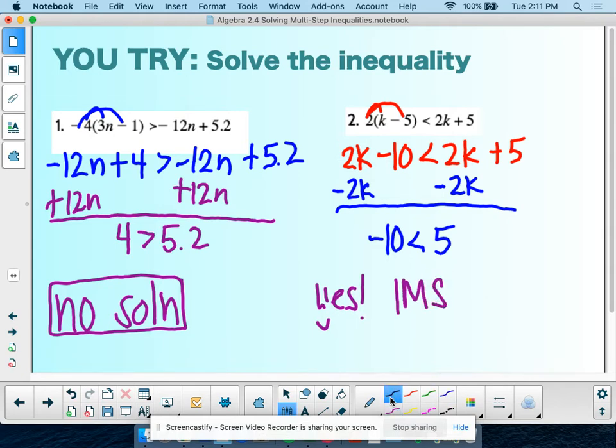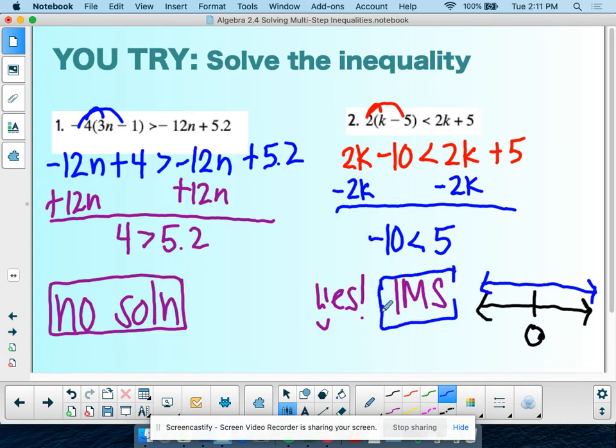And again, if you wanted to graph that, you give yourself a number line. And it's every number. Any number you can plug in. So I'm just going to do a line on top because it's all of them. Okay. Good work, children.